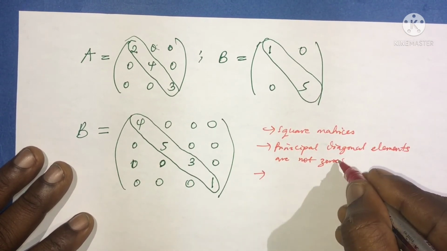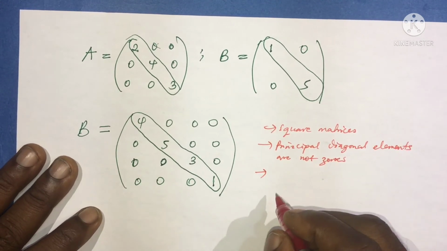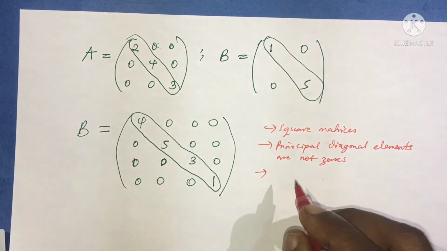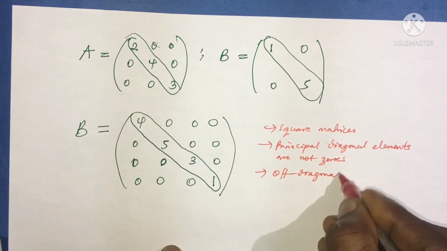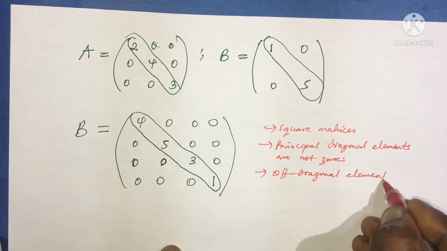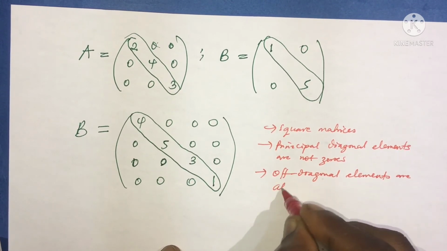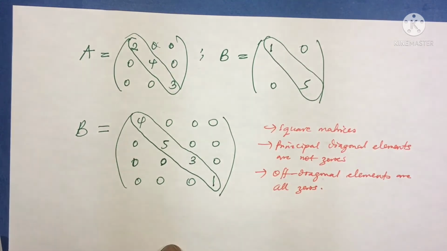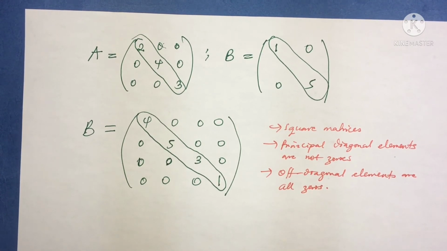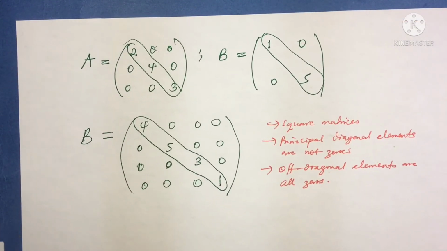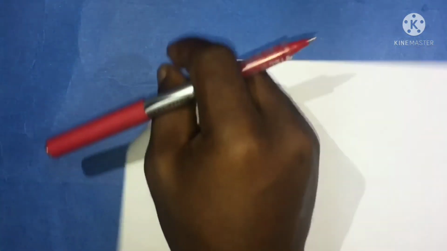Number three, notice that their off diagonal elements are all zeros. So these are the three conditions it takes for a matrix to be a diagonal matrix. Now that brings me to the identity matrix.